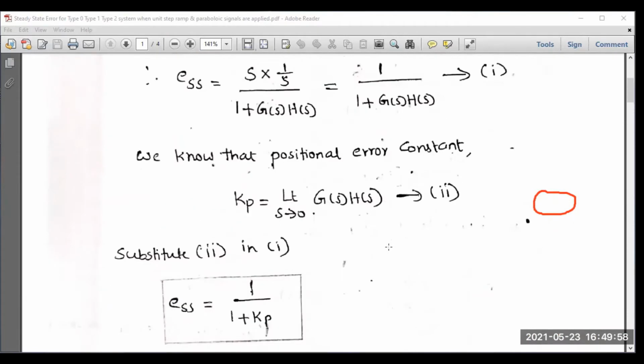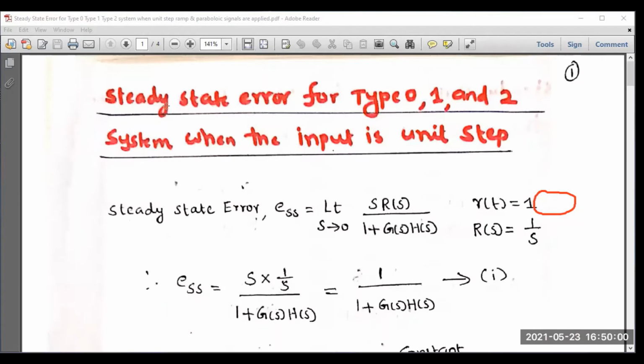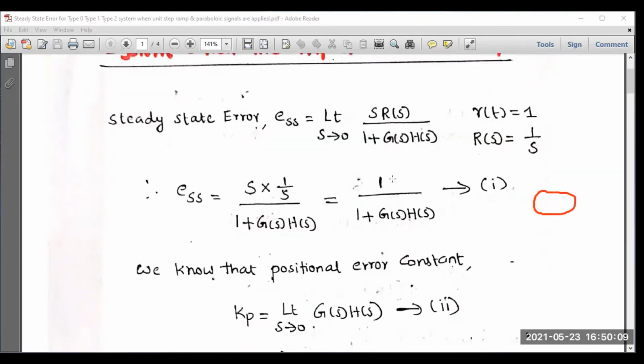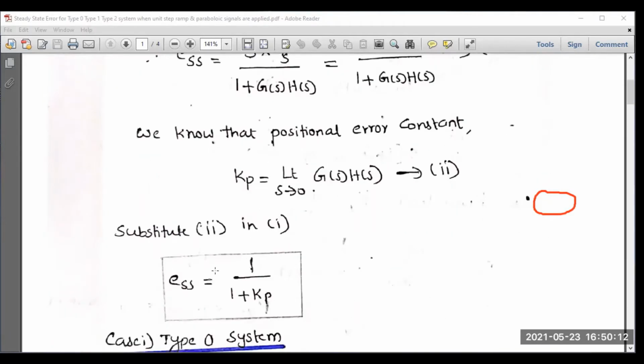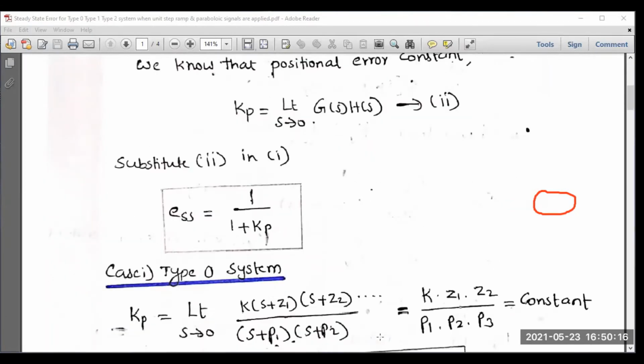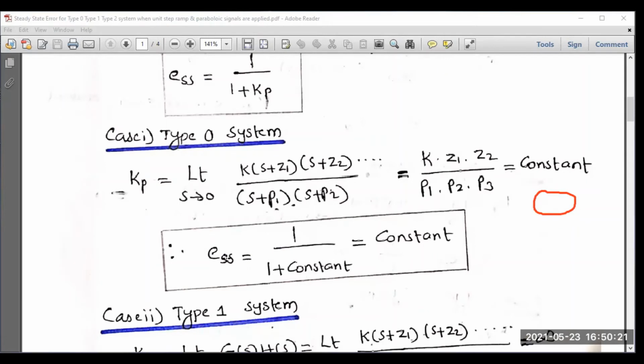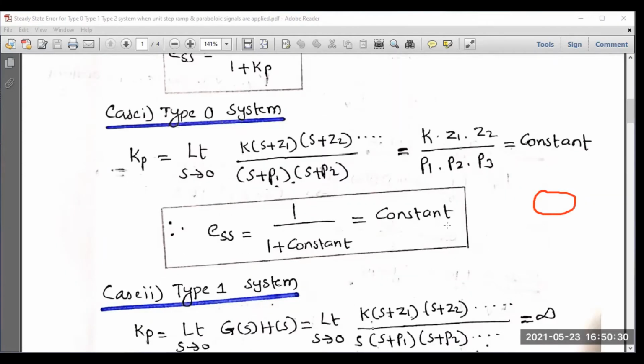Now I am going to conclude the first part of this video. The first part of the video is on steady state error for type 0, 1 and 2 systems when the input is a unit step. First of all, I have written the expression for steady state error. Later on, I found the general expression for steady state error, 1 by 1 plus Kp, then for type 0, then type 1 and so on. And I have computed the general expression for Kp. So for the first case, Kp is equal to constant. Therefore, I have substituted here ess is equal to 1 by 1 plus constant, that is equal to constant.